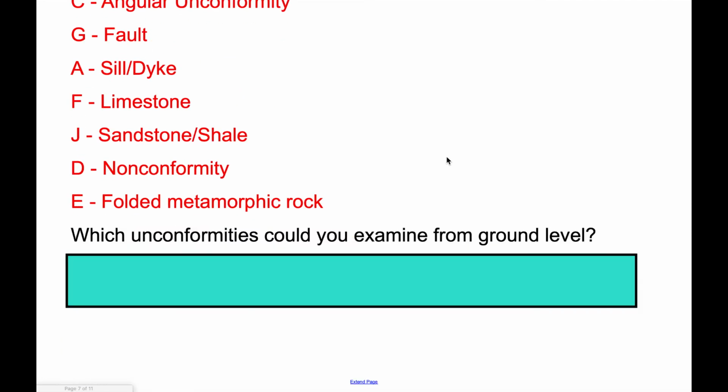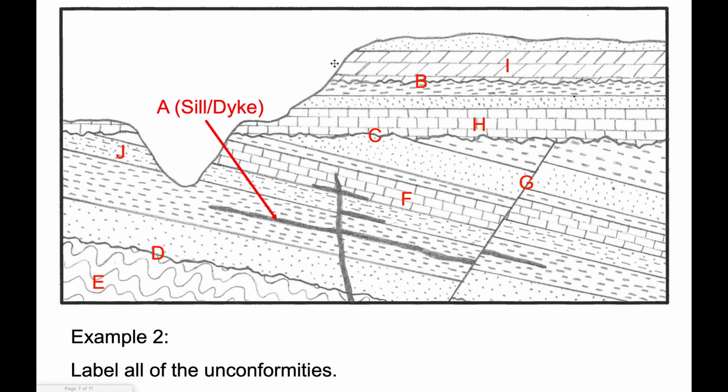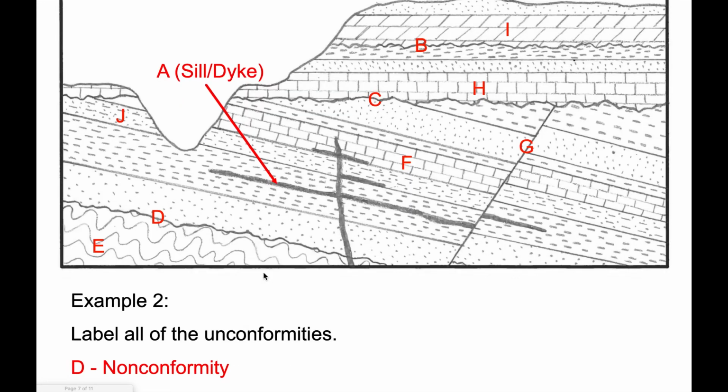Last question, which unconformities could you actually examine from ground level? In this diagram, you can walk all along this surface. So the only unconformities that you can examine from ground level are this one, which is our angular unconformity, and this one, which is our disconformity. We can't even see this one from ground level in this example.